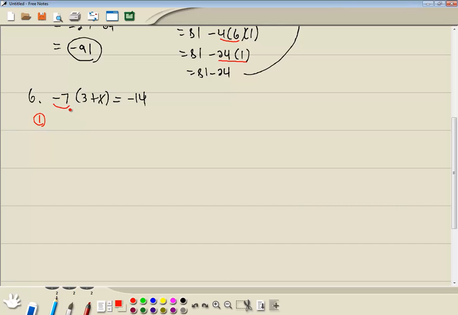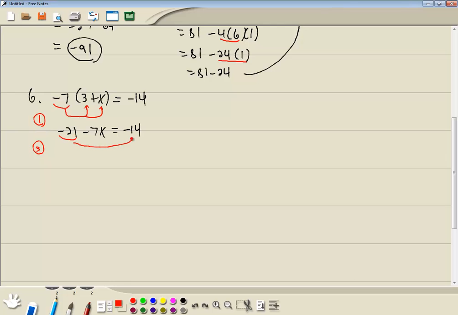So I'm going to take that negative 7, multiply it times the 3, and multiply it times the x. Well, negative 7 times 3 is negative 21. Negative 7 times x is negative 7x equals negative 14. Step 2, get rid of fractions. Don't have any.